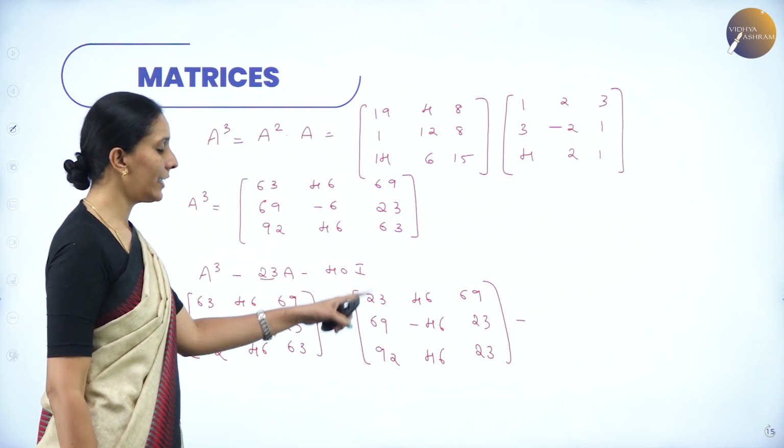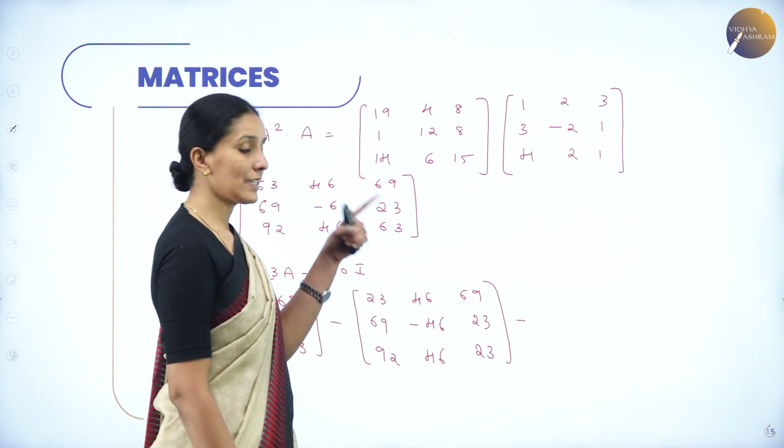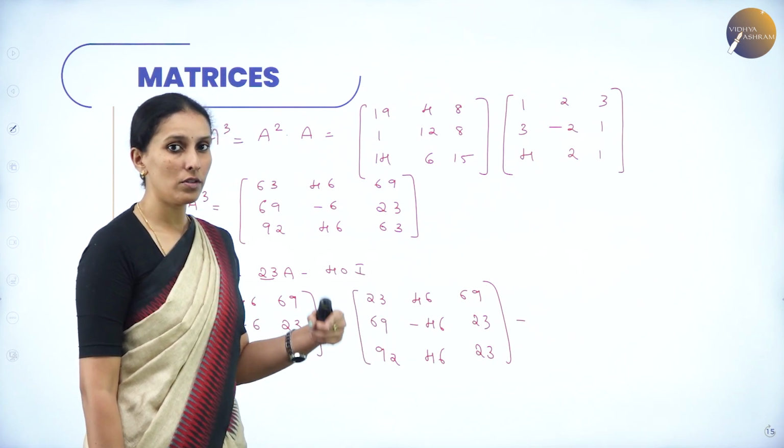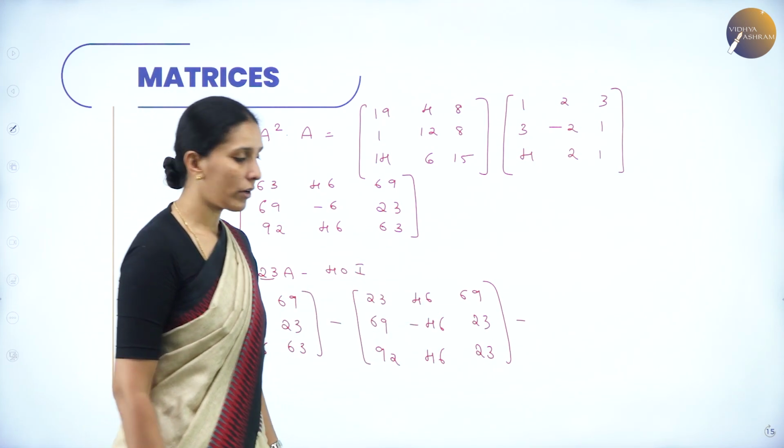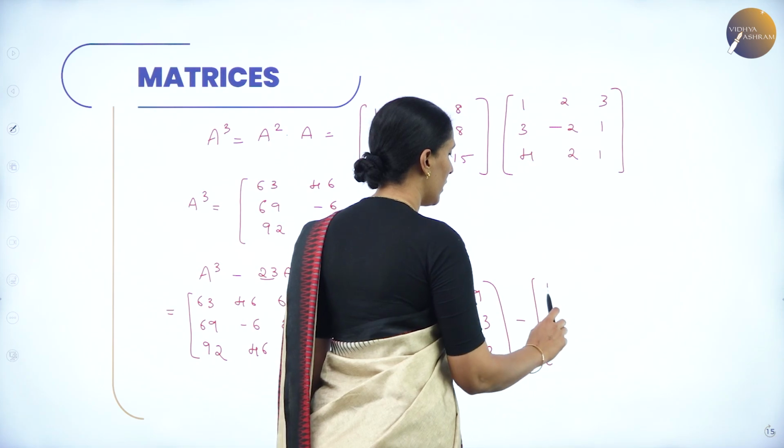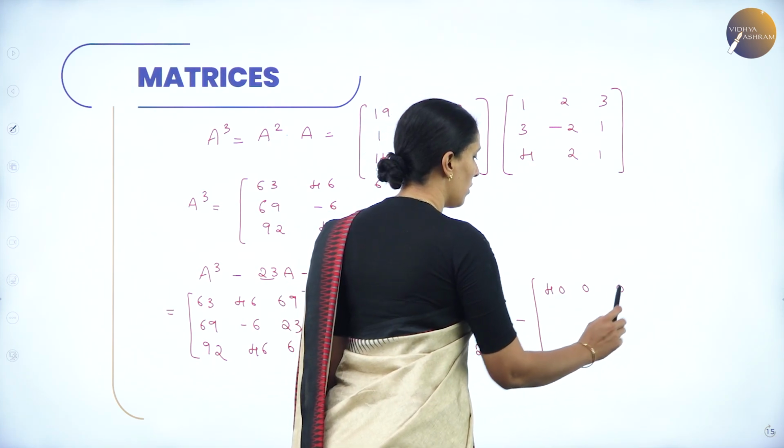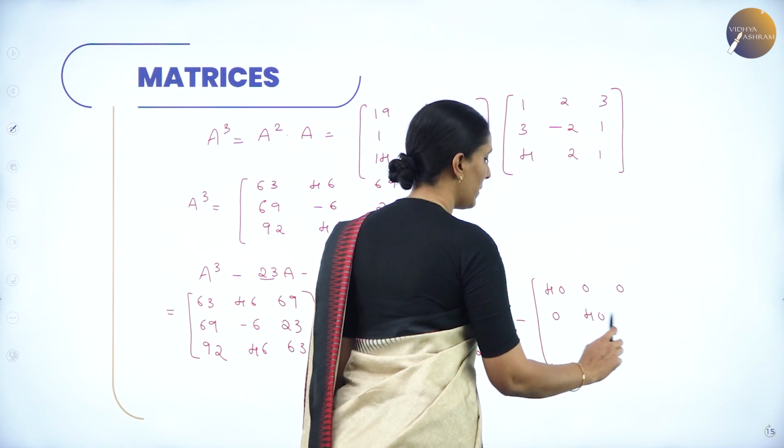Next, we need 40 into I. We know the identity matrix is 1, 0, 0, 0, 1, 0, 0, 0, 1. So, when you multiply 40, only 1 becomes 40 here. The rest of the things will be 0 again.